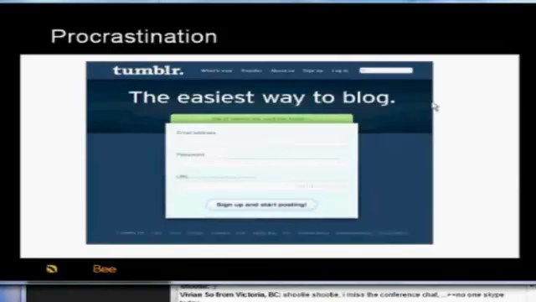I'm not promoting any of these websites I'm showing you. I just grabbed some screenshots, and I'm not affiliated with any of them, but it's just to give you an idea.